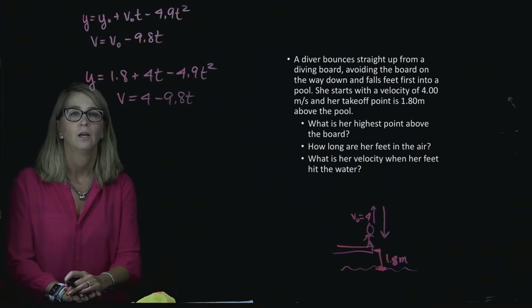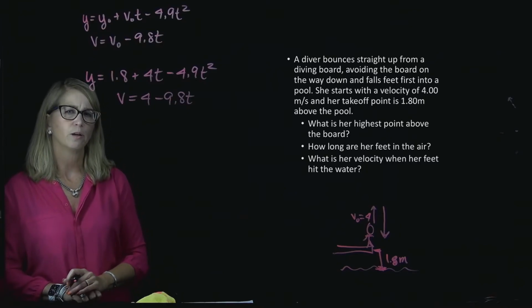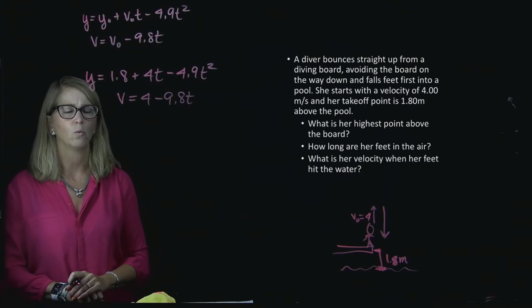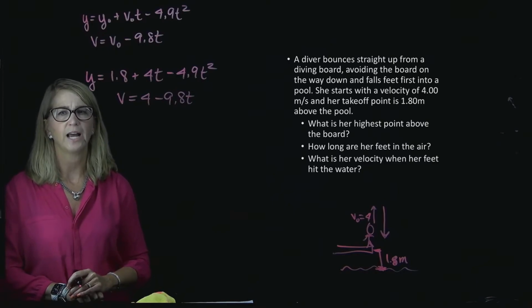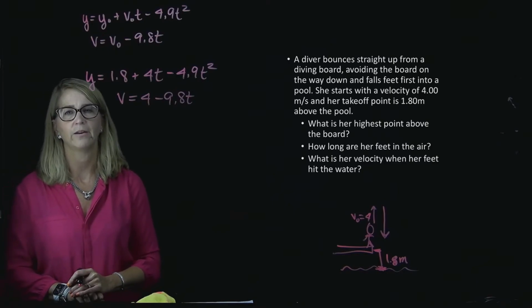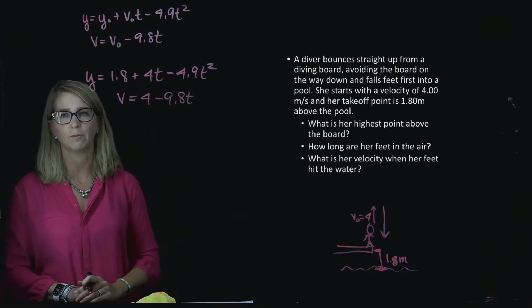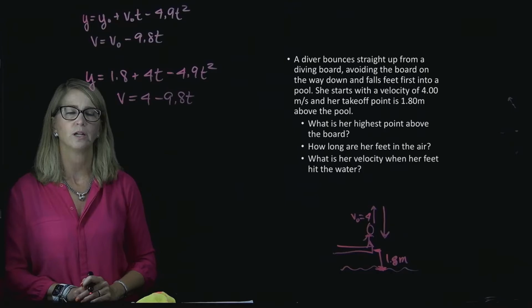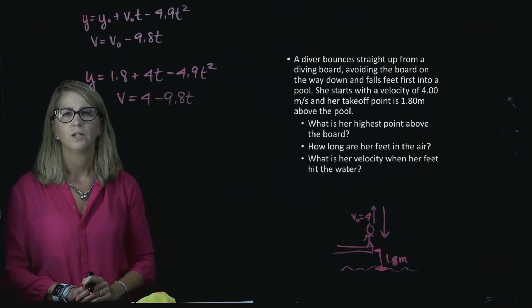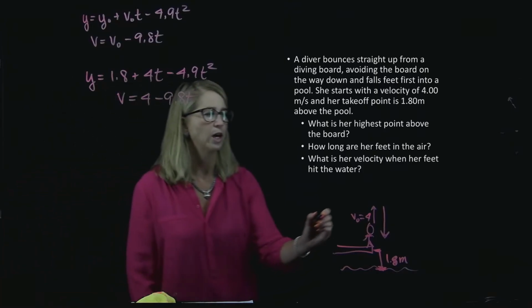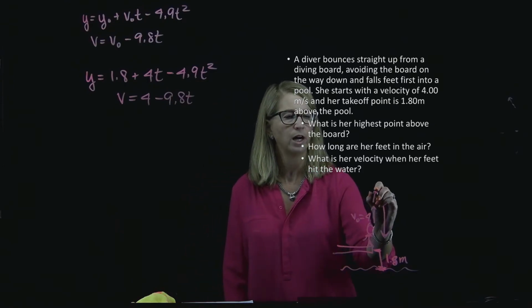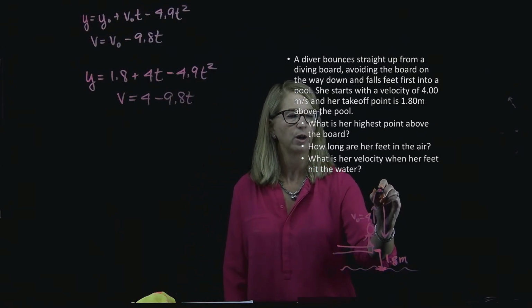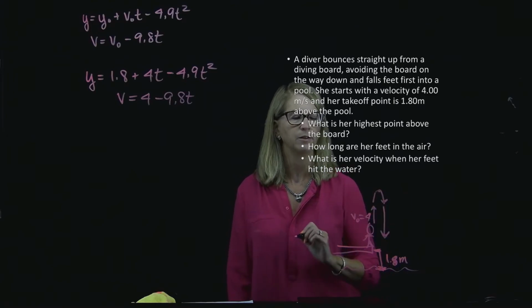So this problem is a little bit harder than the one that I gave in the previous video because we have to think a little bit more about how we can use these to help us solve the problem. We're asked to find what is her highest point above the board. So if you think about it, as she goes up in the air, she's going to travel up. At some point, she gets to her highest point, and then she starts coming down.